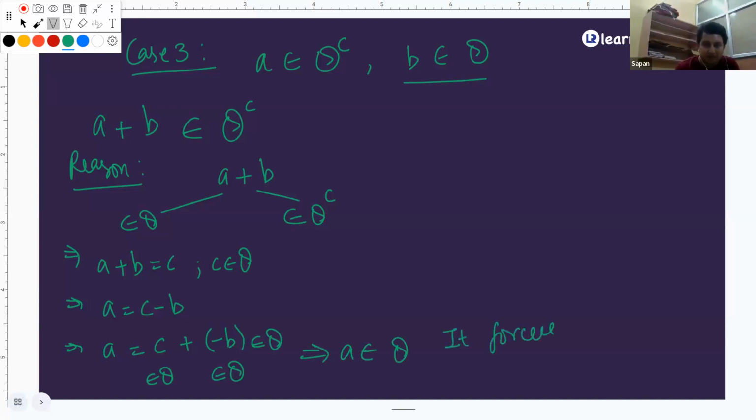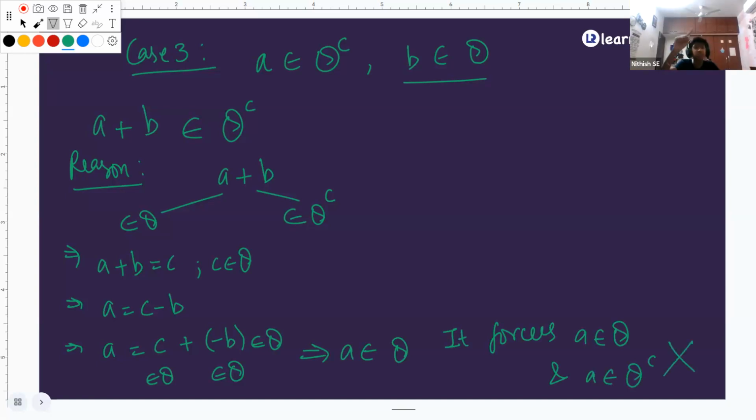It forces A to be a rational as well as irrational number. So if we transpose A instead of B, it will not be possible. We don't get any information. So that means this case doesn't arise, and only this thing happens. Therefore, A plus B is an irrational number.